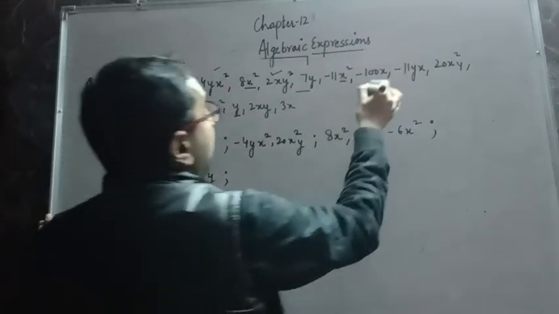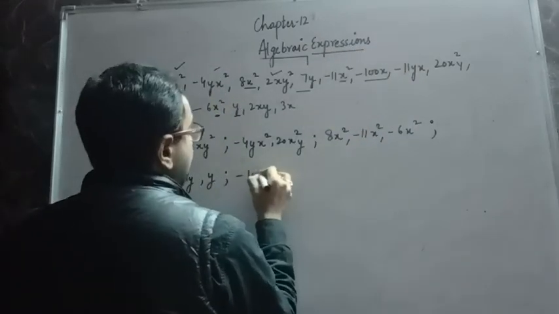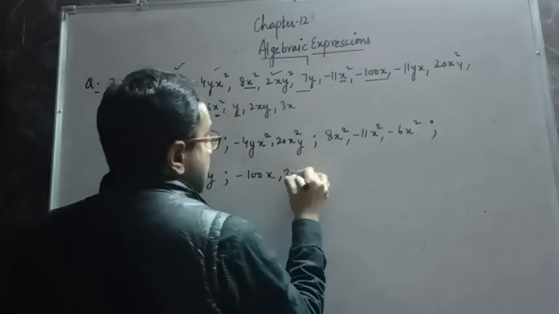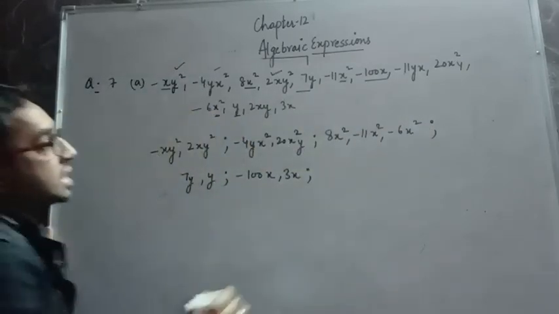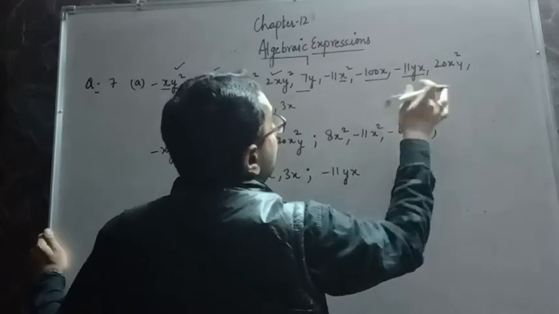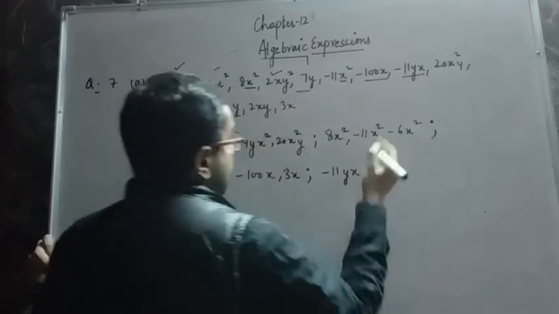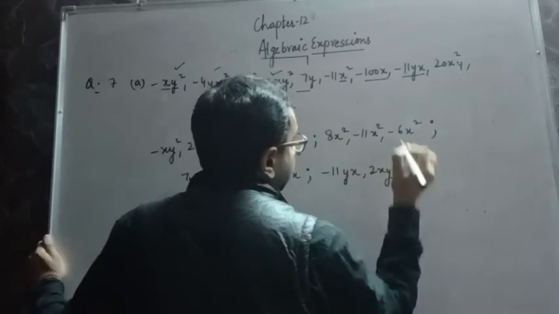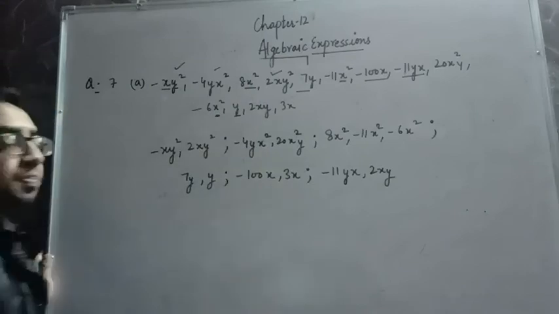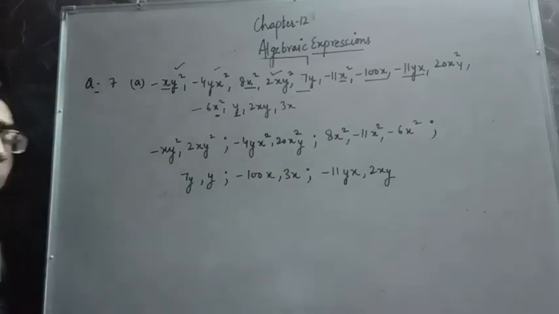Next is term of 100. Minus 100x. Do we have any other term including only x? Yes. 3x, done. Next, minus 11xy. Do we have another term of xy? Yes. 2xy. This is how we have to do. So pairing was done. Clear? Are we clear with the question how to do?